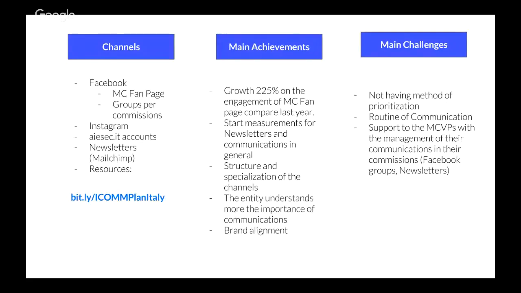And the last but not least, it's the support to the MCVPs with the management of their communications in their commission. In the Facebook groups and newsletters, we started doing it, but we didn't follow up yet. So this is also something that we can improve, because as I said before, communication should be more strategic, not that much in terms of things that you need to do, or the daily life or the operational stuff, like doing images or doing campaigns. It should be more focused on the strategic part. That's it for communication. If you have any questions.